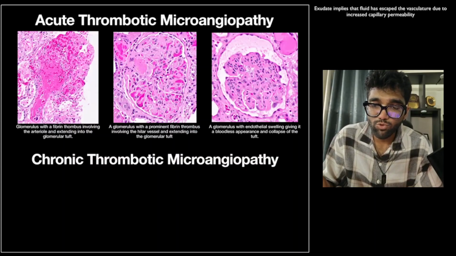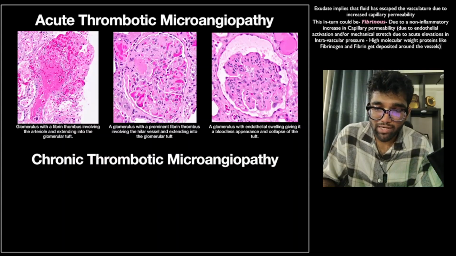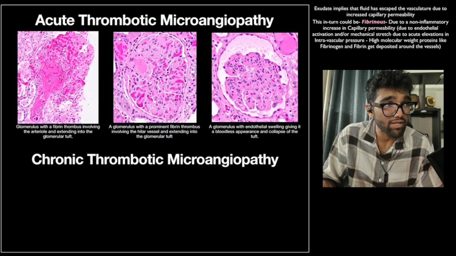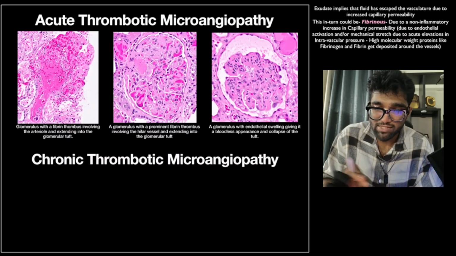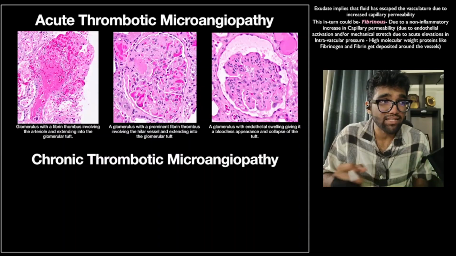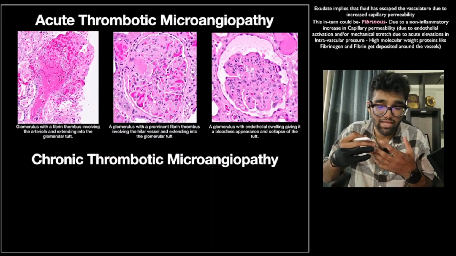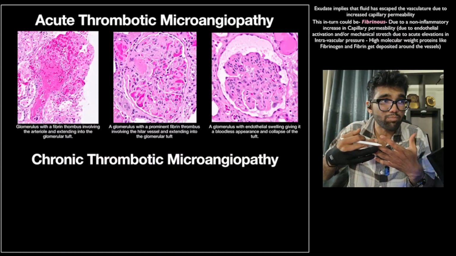Exudate implies that fluid has escaped from the vasculature due to increased capillary permeability. This in turn could be fibrinous. That is, you could have a non-inflammatory increase in capillary permeability, as I just discussed. This would be due to either endothelial activation and/or mechanical stretch. Say the pressure within the capillary suddenly increases so much that the endothelial cells are literally pulled apart.